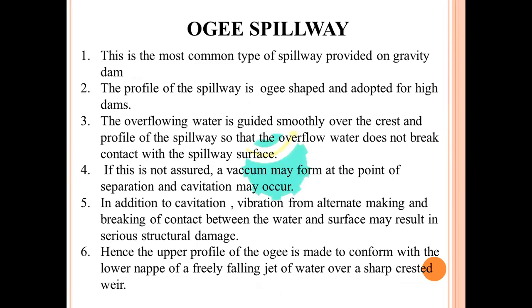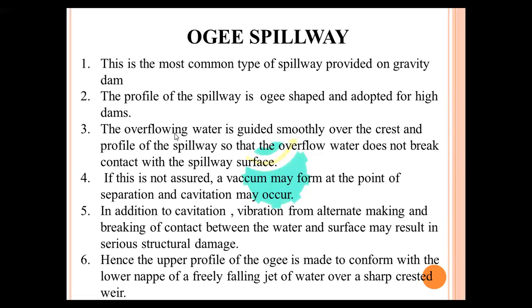If this is not assured, a vacuum may form at the point of separation and cavitation may occur. So if it is not assured, automatically what will happen? A vacuum at any point or cavitation may occur on the downstream wall. To avoid that, the Ogee crest is very smooth and in the shape of an Ogee.